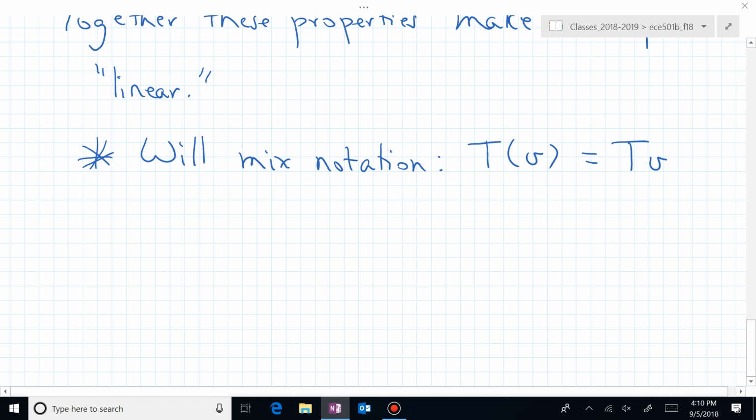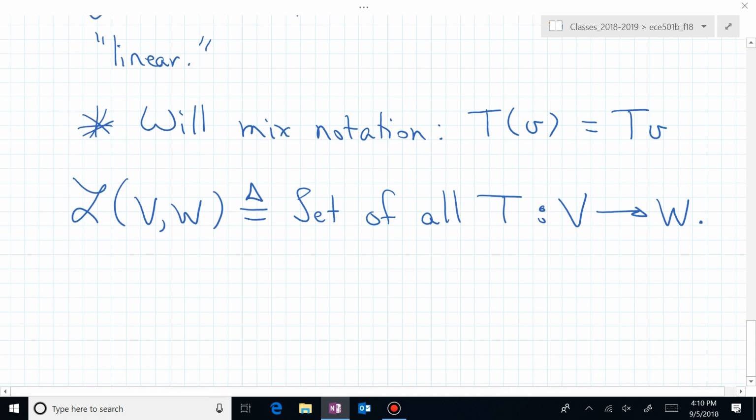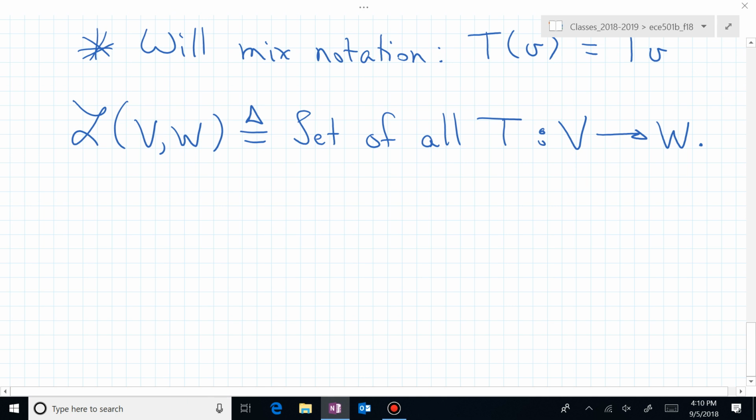So I may say T of V, TV, and we'll say then that the script L, parenthesis, capital V, capital W, that's what we are going to define as the set of all linear maps T that take V to W. So if I say T is an element of script L of VW, now you know a little bit about T. It's living in, or it belongs to, this set of linear maps that go from V to W. And depending on what V and W are, that's obviously going to influence what T can be.